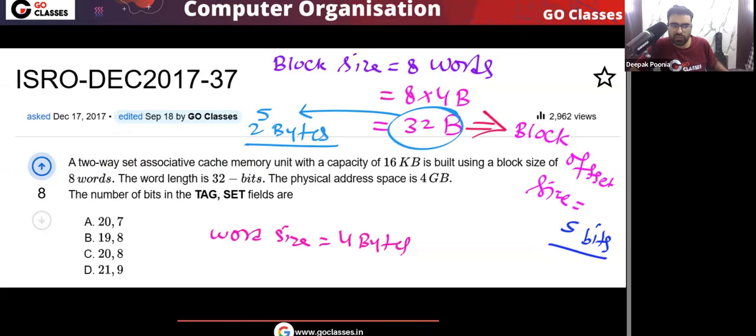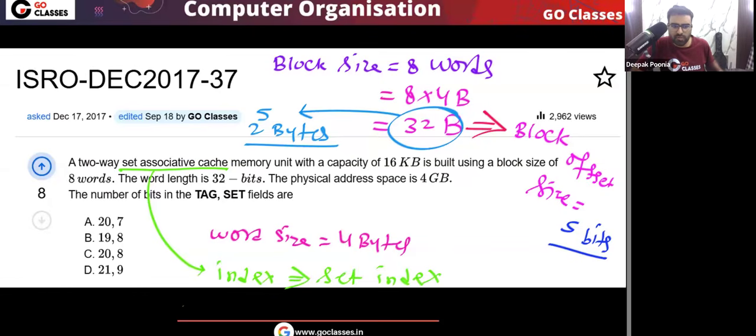So we need to find the number of bits required for index. Index means set index. In the set associative cache, we already know that index is the same as set index. So what you do, you find the number of sets in this cache memory.